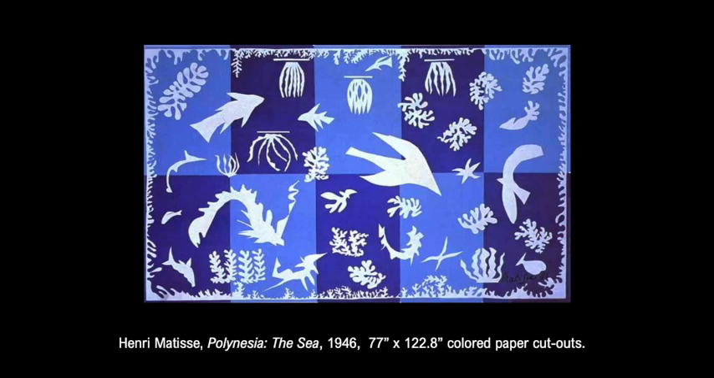Let's take a look at Henri Matisse, Polynesia, the Sea. These are part of his famous colored paper cutouts. When Matisse got old, he was infirm, wheelchair bound, and had difficulty painting, so he had his assistants bring him colored paper and he drew on it with the scissors, creating these very jazzy and memorable paper cutouts. This image right here would be monochromatic. Remember, white's not a color, and we see blues.